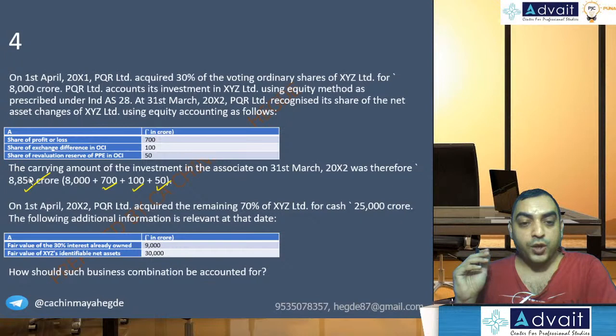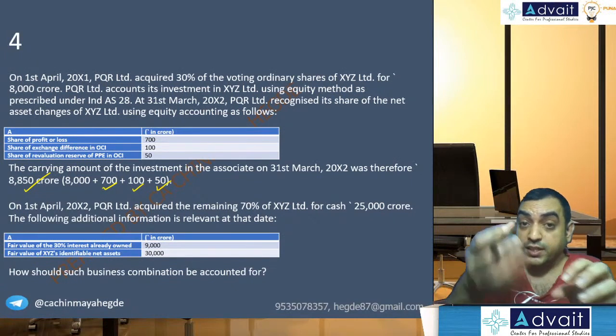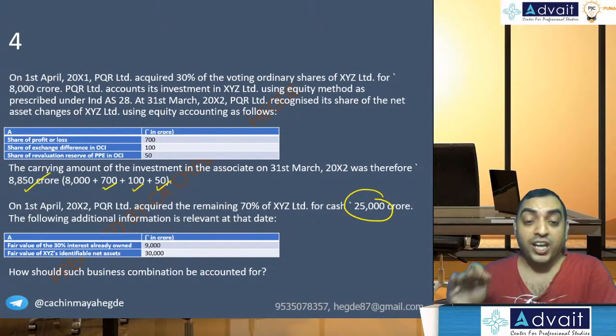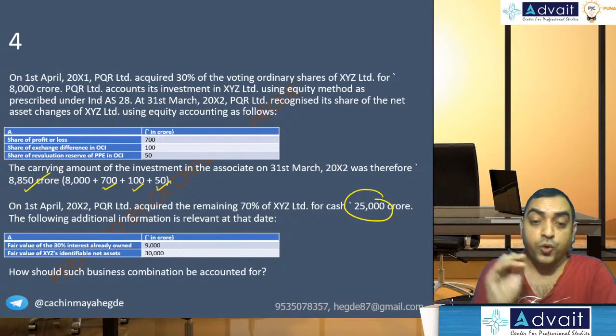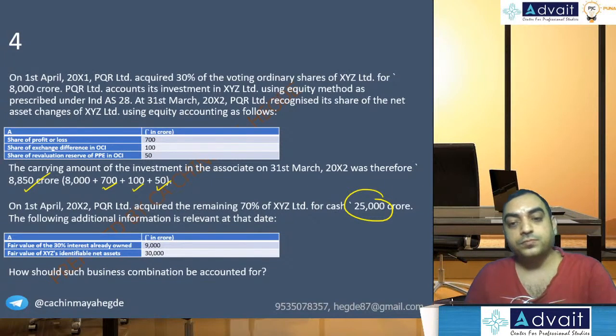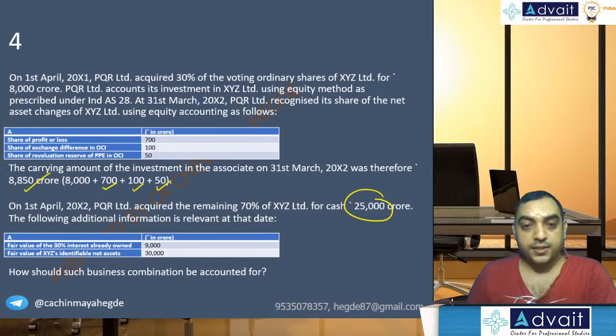On 1st of April 2002, PQR Limited acquired the remaining 70% of XYZ Limited. Earlier 30%, now 70%, for 25,000 crores. The following additional information is relevant at the date. Fair value of 30% interest already owned 9,000. Fair value of net identifiable assets 30,000. How much business should be accounted for? Please read the problem once more. Then we will discuss together.